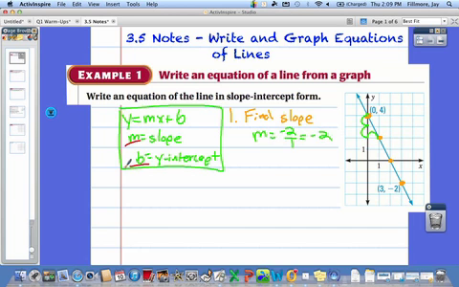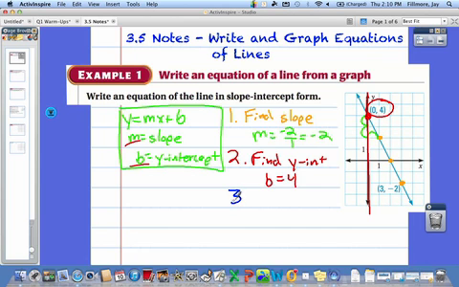Next I need to find my b, my y-intercept. Your y-intercept is wherever your line crosses the y-axis. It's always accompanied by the x-coordinate being 0. Here's your y-axis. In this case, the graph is crossing here at 0, 4. Since the x is 0, you know that your y-intercept is 4.